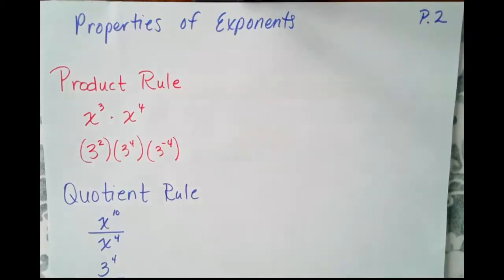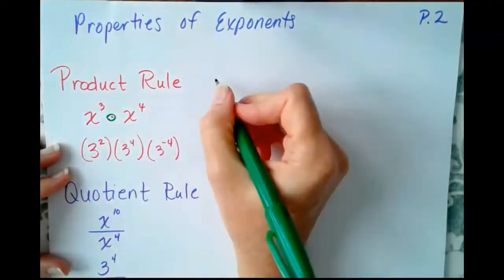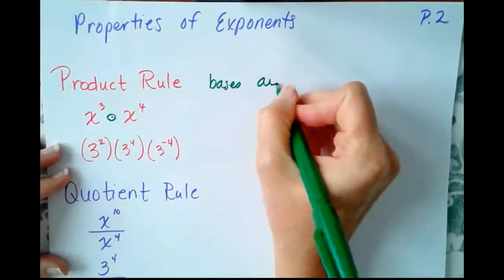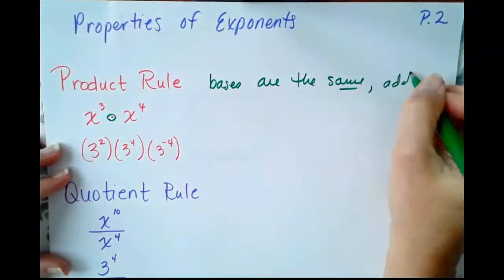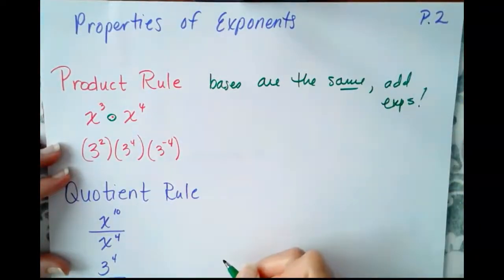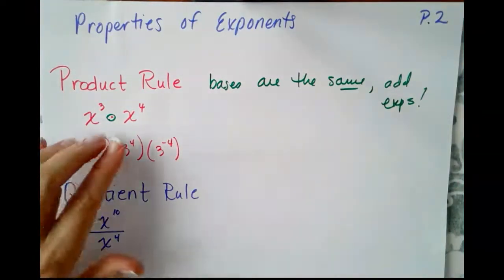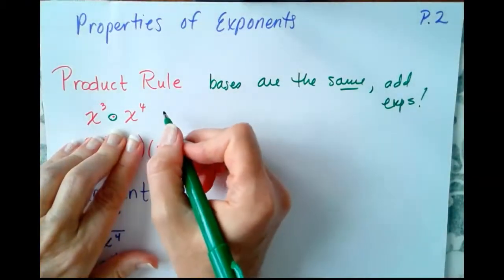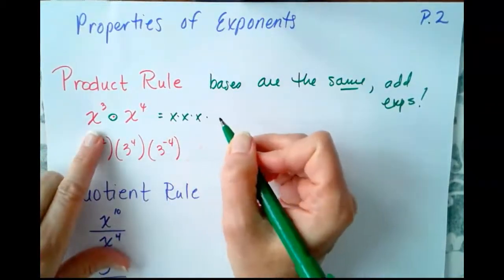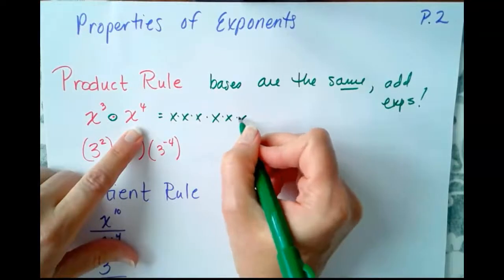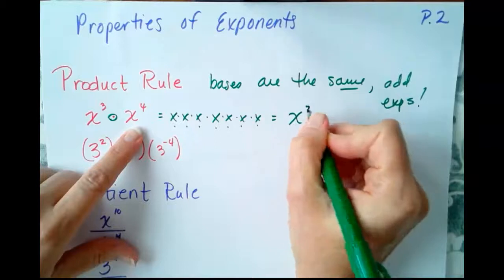So the product rule. The product rule is, of course, when we are multiplying, and if the bases are the same, then we are going to add the exponents. And the base is never going to change here. So x to the third times x to the fourth basically means x times x times x, times x times x times x times x. 1, 2, 3, 4, 5, 6, 7 altogether, x to the 7.